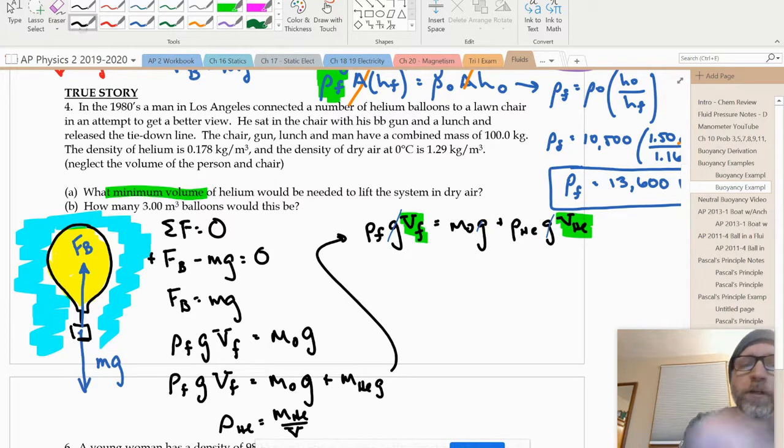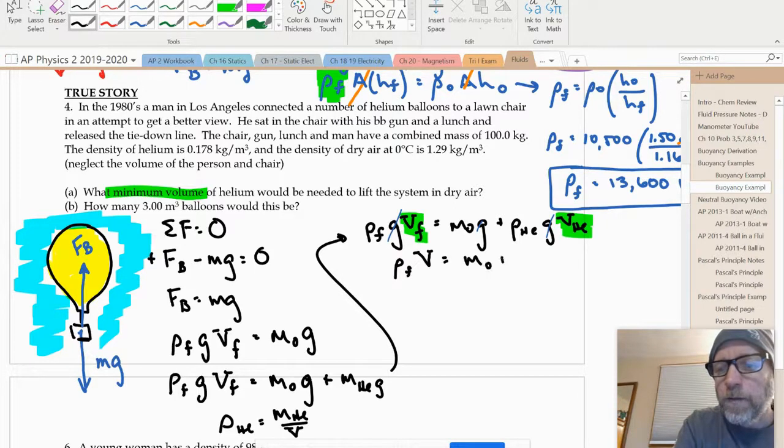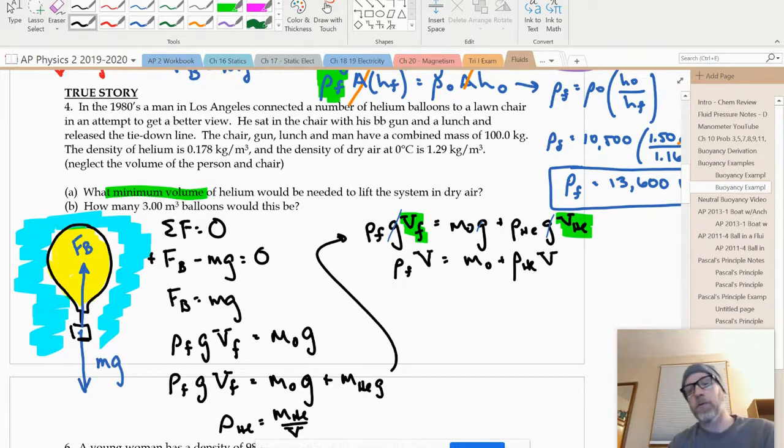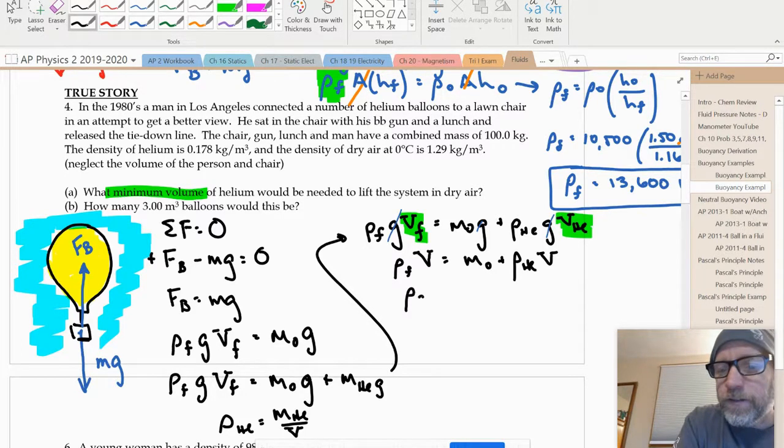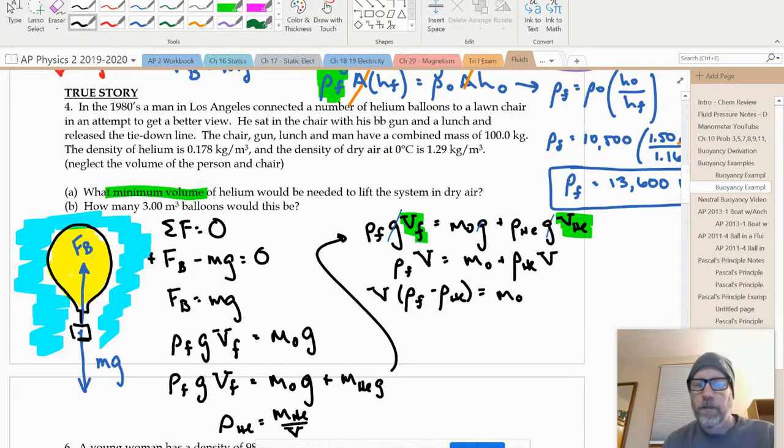And if I were to clean up a little bit, I'm going to have rho_F times volume equals M_O plus rho_He times volume, because the volumes are equal to each other. Same balloon. How do I solve that? Density of the fluid displaced minus density of the helium. I'm factoring out a V in the same step. Varsity physics, baby. Equals the mass of the object.